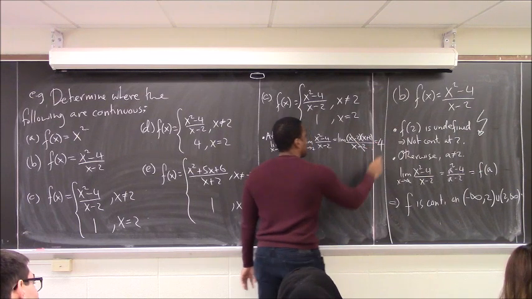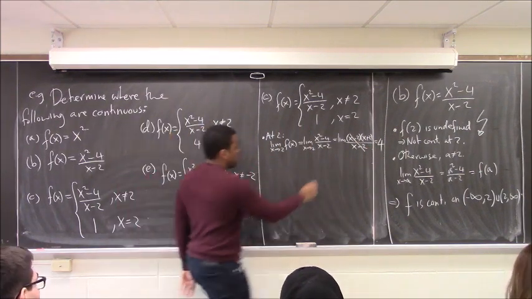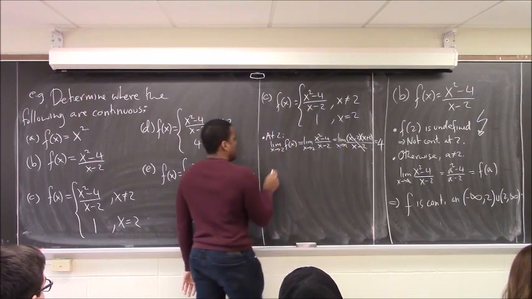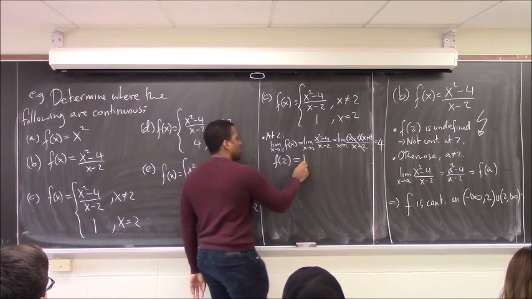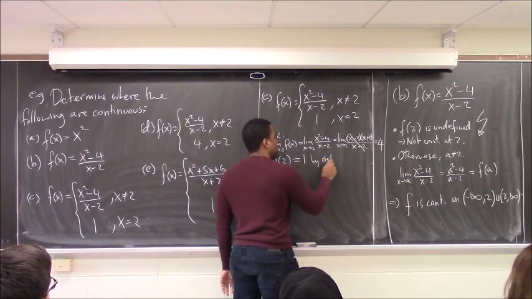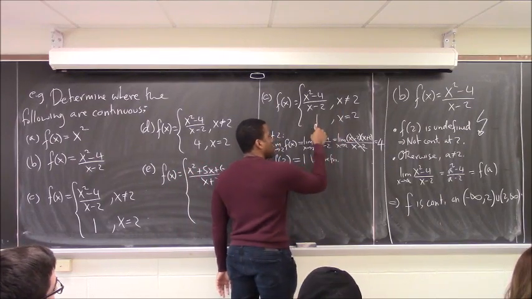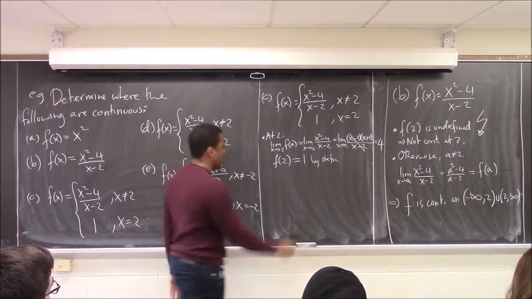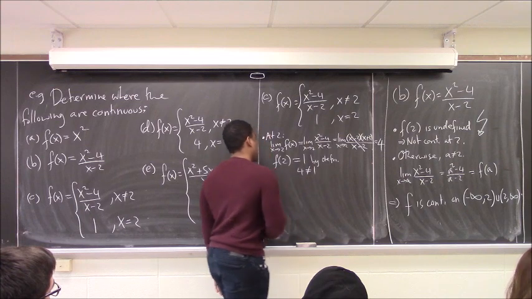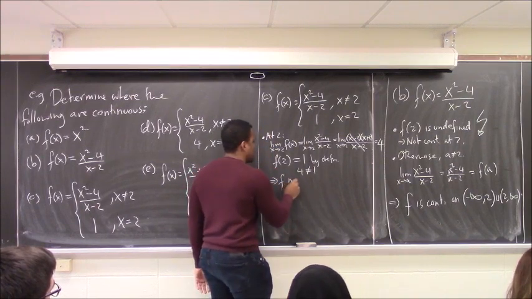So that's going to give us the value 4 as x approaches 2. What is f of 2? It is 1 by definition. Right? They told us when x is 2, the output is 1. 4 is not equal to 1, last time we checked. So this means f is not continuous at 2.